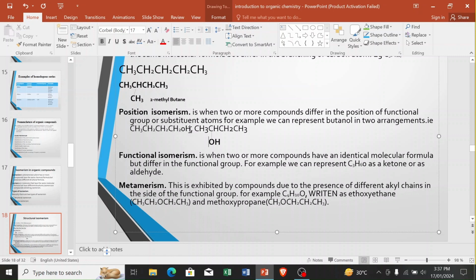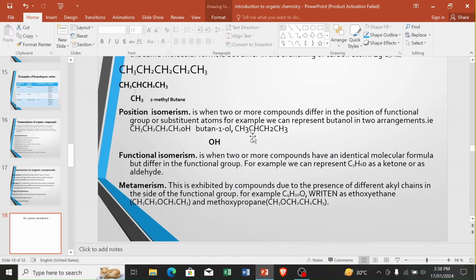Here we can say this is butan-1-ol, because our OH group is on carbon atom 1. We start counting from the carbon atom carrying the functional group, and this is carbon atom 1. So that is butan-1-ol.